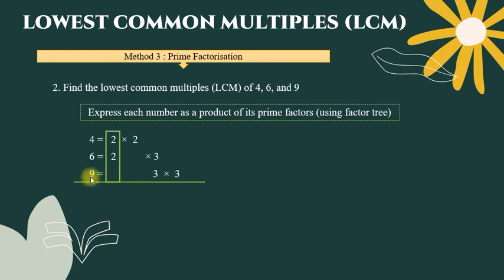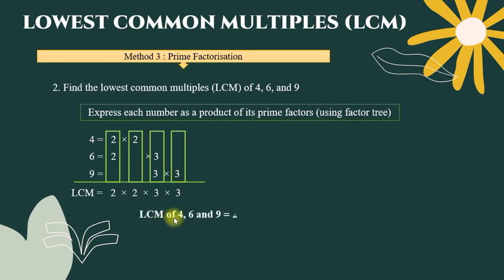Now in prime factorization, you take all of these houses. In HCF last time, you only took those which had a pair. But in this case, whether you have a pair or not, you take all the numbers. So the LCM is 2 times 2 times 3 times 3, which equals 36. This is method 3, prime factorization.